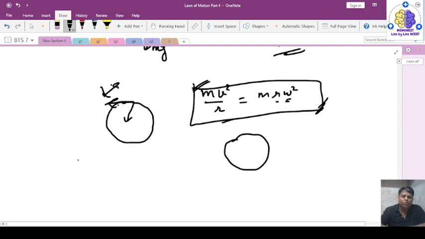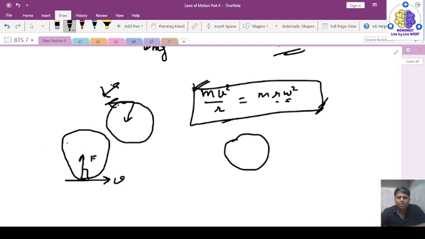See, if a body is moving in a direction like this, right, and if it experiences a force F in the direction perpendicular to its motion, what will happen? It will start moving in a circular path, right? And it will form a circular motion. So to cause this circular motion, this centripetal force must be there. Without the centripetal force, there cannot be a circular motion.